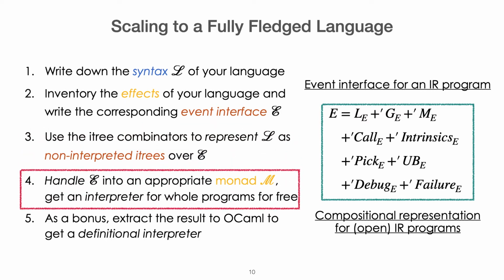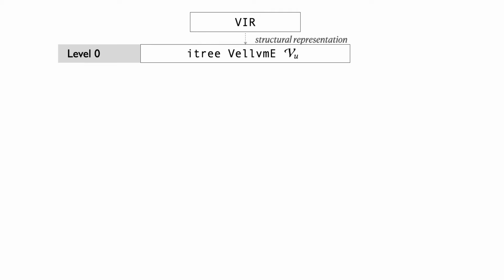Finally, I would like to give you a little idea from a bird's eye view of the structure of the semantics once you handle all of these events. The idea is that you start from the syntax, as we said, of Vellvm IR, and we first have this structural representation into one of these non-interpreted trees. But from there, you will basically build a stack of interpreters that will peel away each of the effects incrementally.